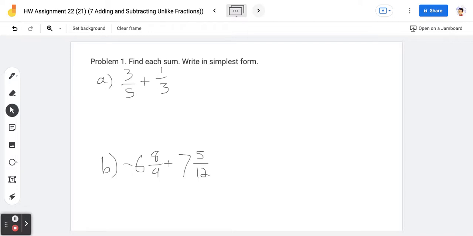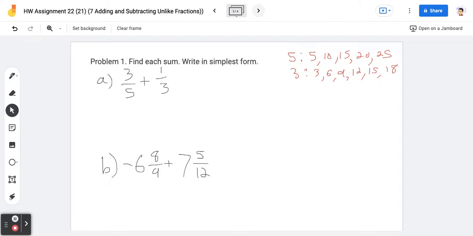Heading right to it. Starting off, find the sum, write in simplest form. We have 3/5 plus 1/3. Let's say you didn't know what the least common denominator was. What I would do is list out some multiples of each of these values. Multiples of 5 we know are 5, 10, 15, 20, 25, and so on. Multiples of 3: 3, 6, 9, 12, 15, 18. This is just a strategy for you to use in case you're not 100% sure of what the least common denominator is.